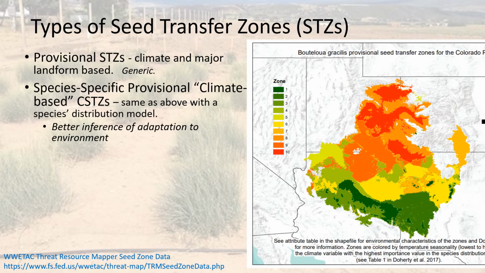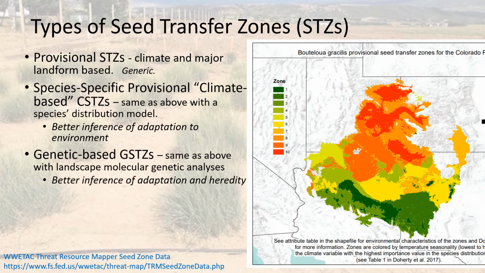There are also species-specific provisional seed transfer zones that include a species distribution model, and they may use different climate-weighted variables depending on the species. These give a better inference of adaptation of the species to the environment. For example, here you could take some Bouteloua gracilis seed from northwestern Arizona and probably use it with good success in the Staircase-Escalante region.